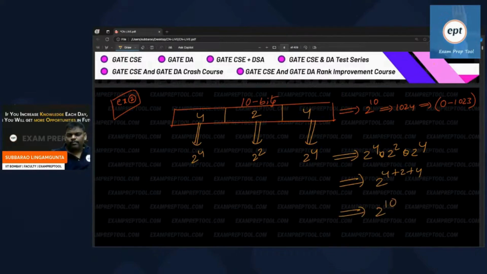Is it okay? One work can be done in I ways, another work in J ways, another work in K ways. All three can be done at a time, so I into J into K. This is going to be 0 to 1023.